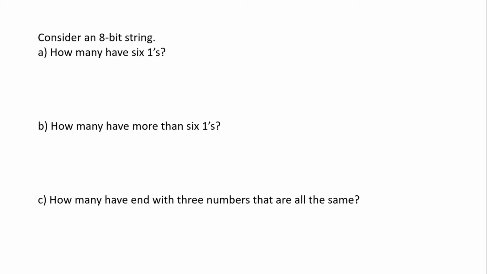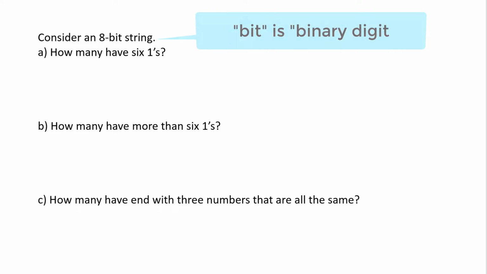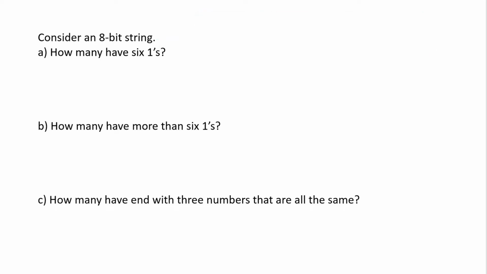Example, consider an 8-bit string. Bit is short for binary digit. Thus, a bit string is a string of binary digits, or simply a series of zeros and ones. With that, we get that an 8-bit string is a series of 8 zeros and ones and can be in any combination or order. Each position of a bit string is a two-value choice. That is, it's either 0 or 1. The selection is equally likely, and the value of each position is independent.